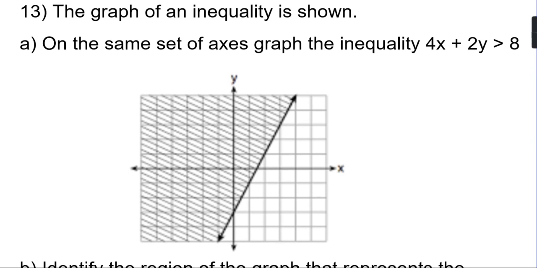So you see the graph has one inequality done for you. Now on the same set of axes, graph the inequality 4x plus 2y is greater than 8. So we want to add another inequality on this graph to create a system. So the inequality is 4x plus 2y is greater than 8.